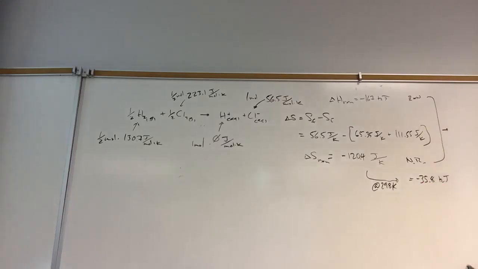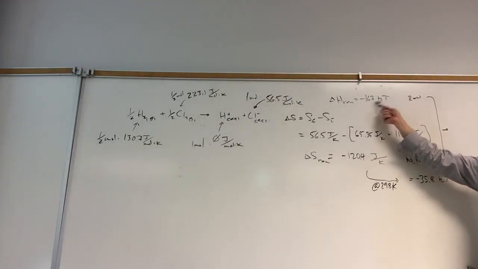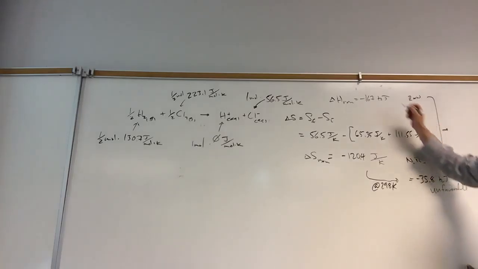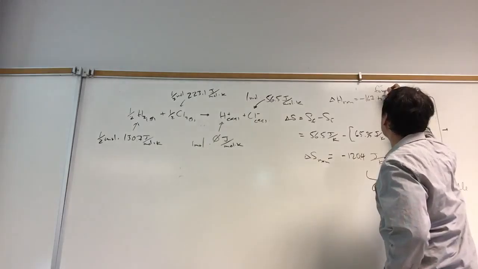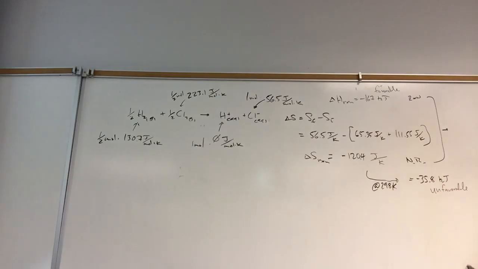And so now is it fair to compare? Well, maybe we can compare them. When you compare this, this looks to be more favorable than this is unfavorable, right? This is unfavorable by 35.8. This is favorable by 167. So it looks like 167 is bigger than 35.8, and so it looks like we're good.